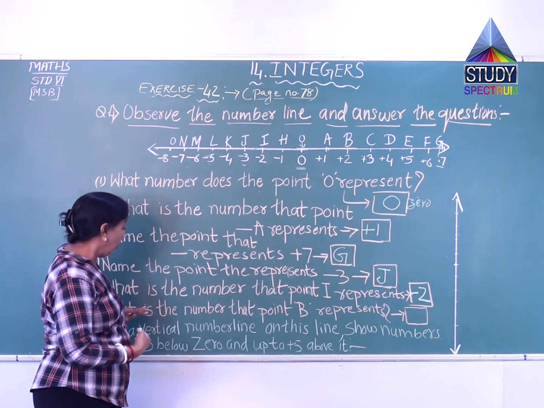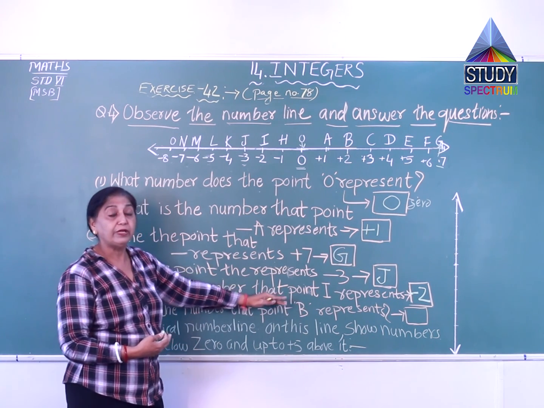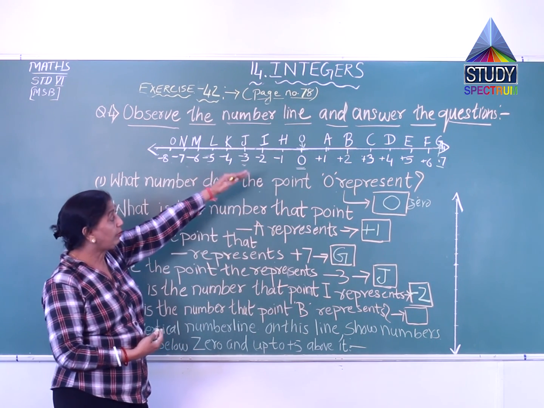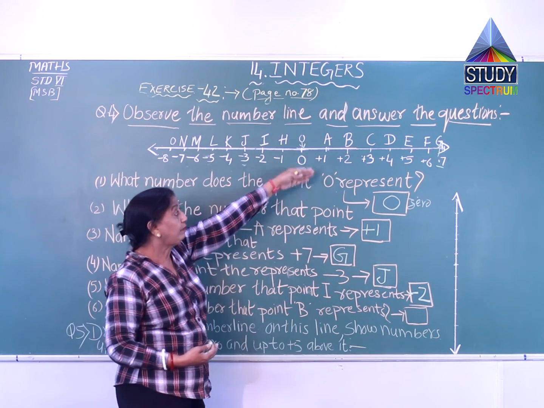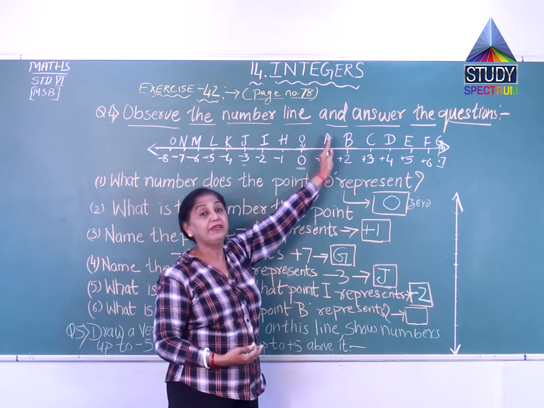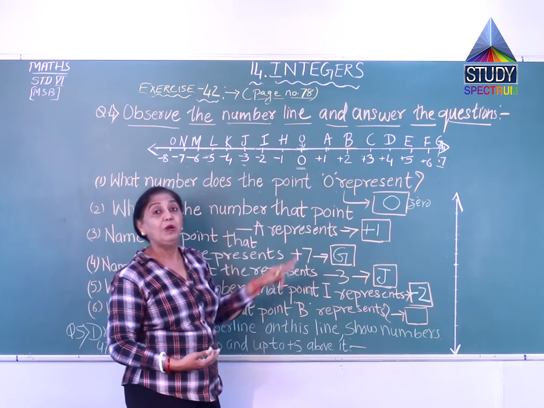The last one. What is the number that point B represents? So again we'll move to the number line. We'll see B. Where is B? Here beside A. And where does B lie? It is to the right hand side of the number line. And we can make out that it represents plus 2.